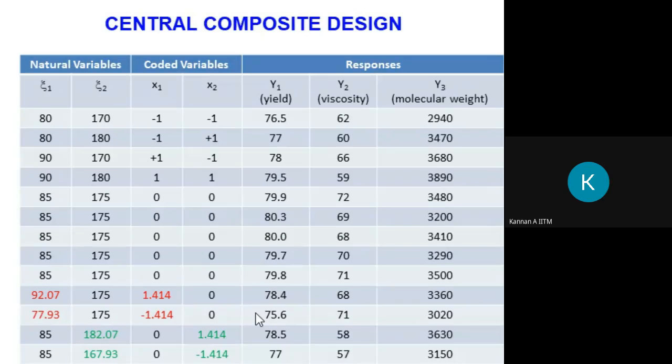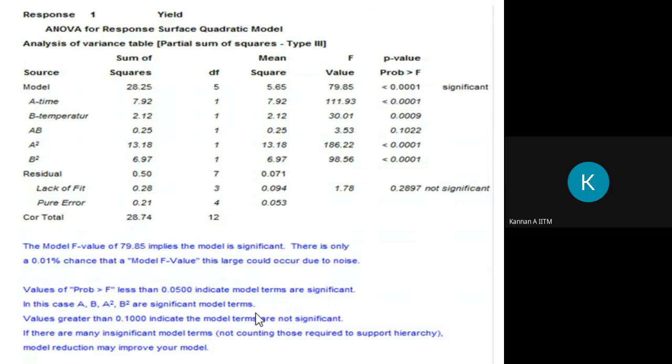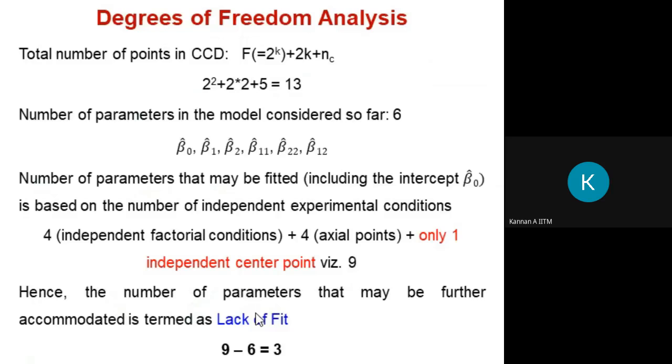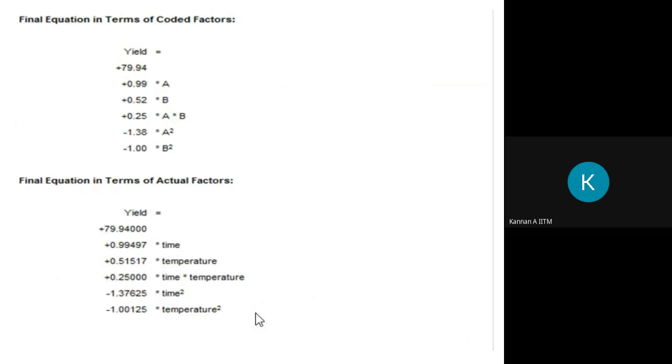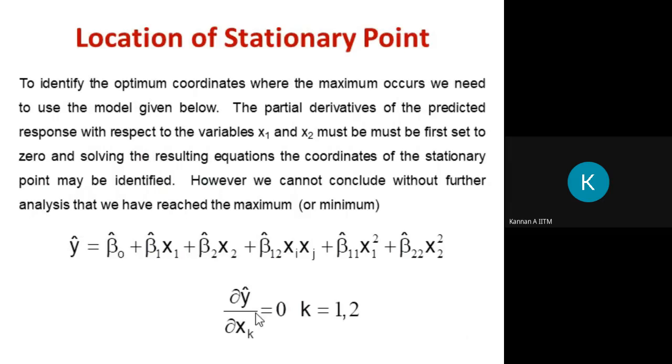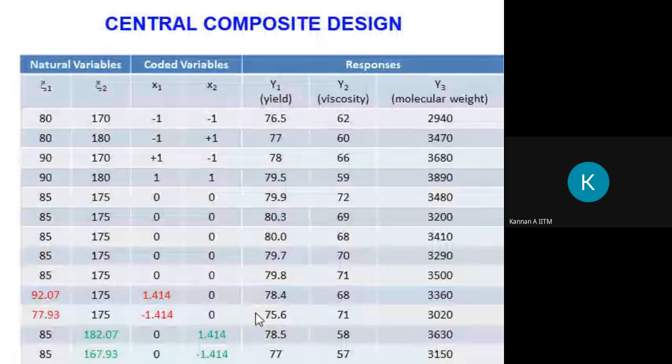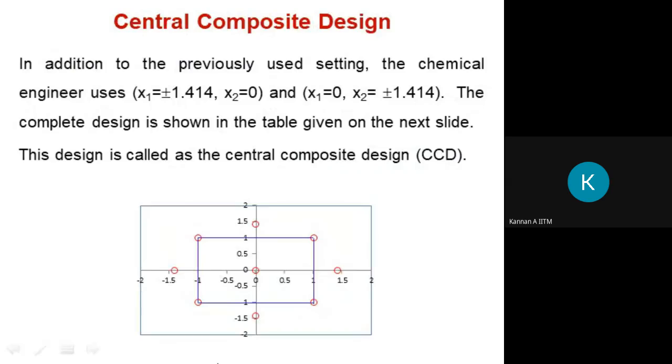So I think I'll skip a few things. I'll skip all this. You can take a look at it and you get the final expression. So you get the responses at all these corner points, factorial points, center points, and axial points. You get the responses at all these points and you have a mathematical model with you. Now you have to use this mathematical model to do the optimization.